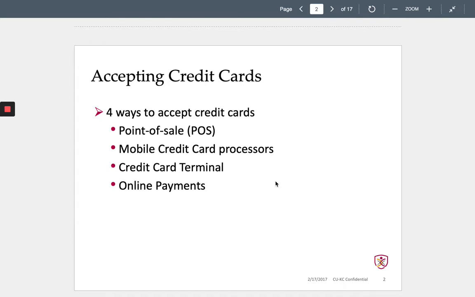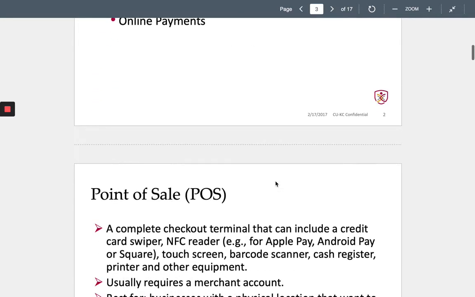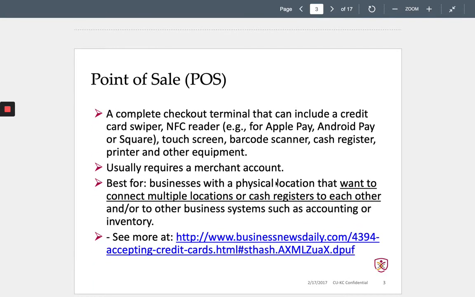Well, one is a point of sale terminal. Another one is a mobile credit card processor, a credit card terminal, or an online payment system. So let's go through those. A point of sale is a credit card swiper that goes directly into your cash handling system.